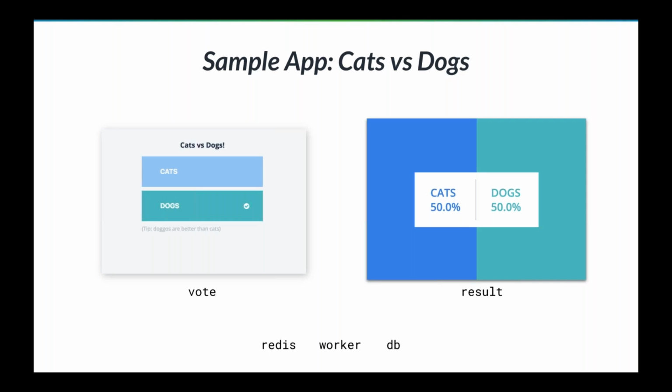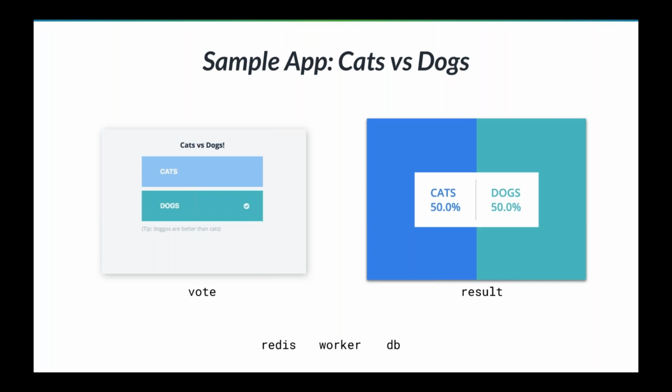So the main services that we're concerned with are the voting service, which gives you this cats versus dogs, and you can choose one. Obviously, dogs are better, so I chose dogs. Don't hate me, I had a cat when I was a child, but there's also results, so you can see how many votes came in and who voted cats or dogs.